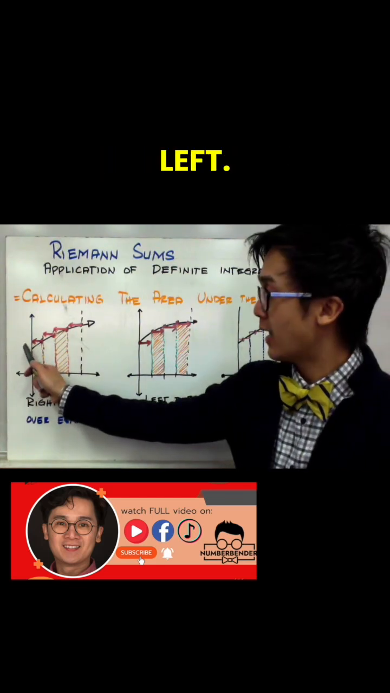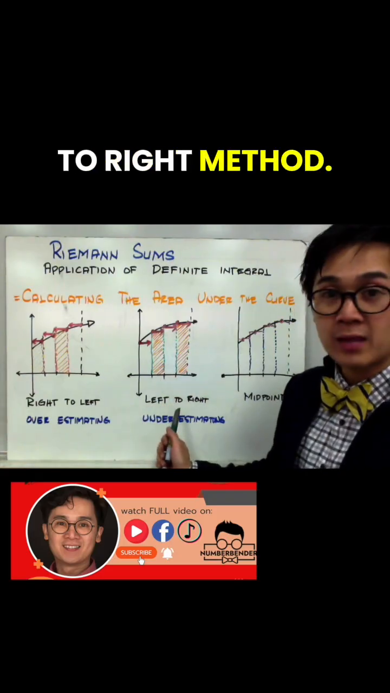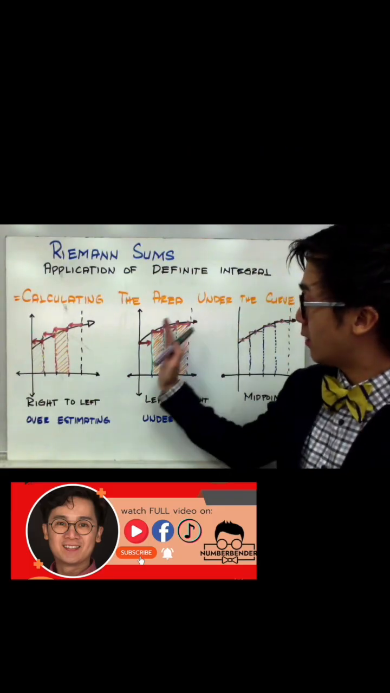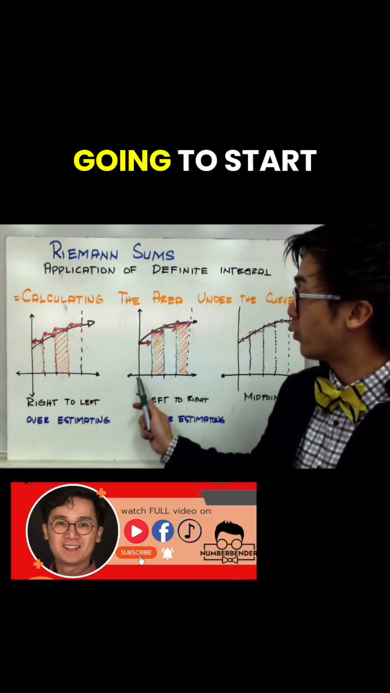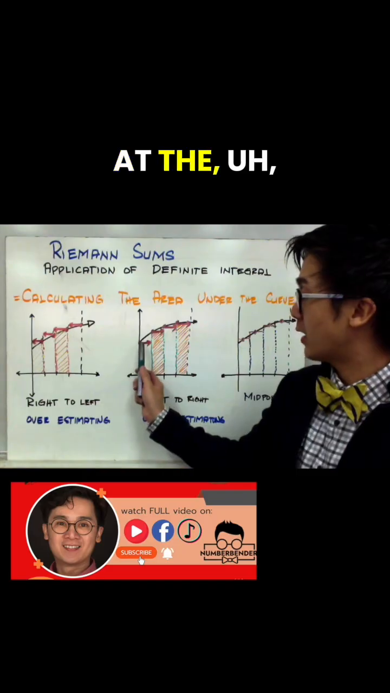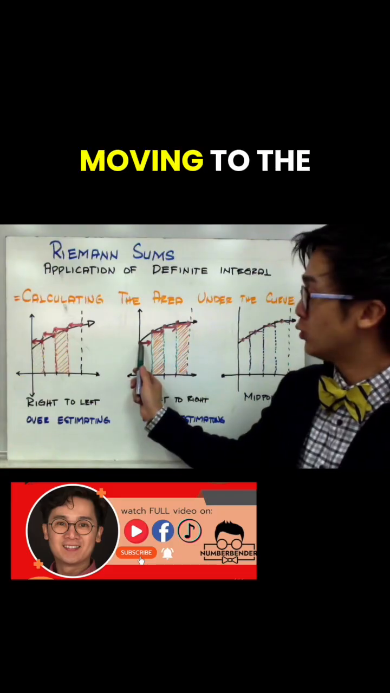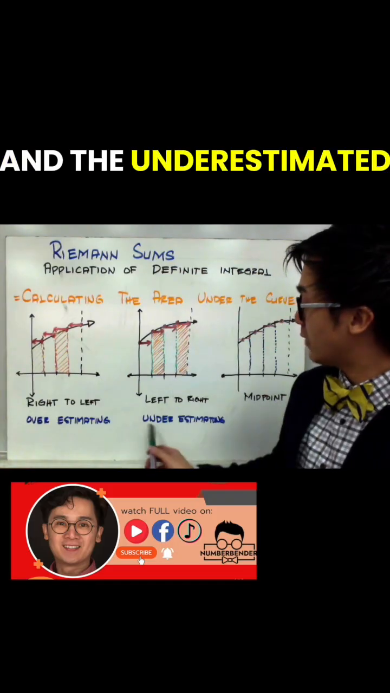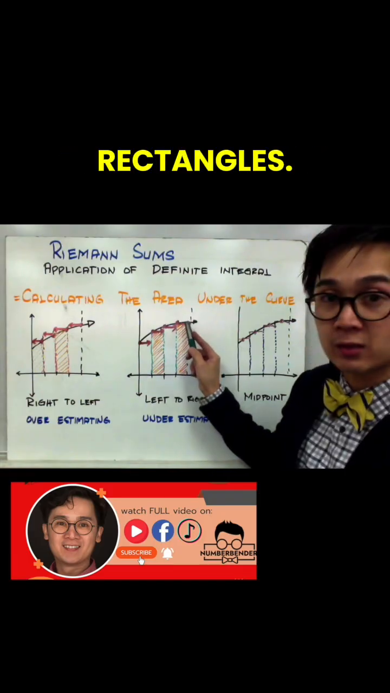moving to the left. The second method that we are using is the left to right method, which gives us an underestimated area under the curve using our rectangles. Now you're going to start at the leftmost side of your rectangle, moving to the right. That's why it's called the left to right method. The underestimated area here is the area that's not covered by your rectangles.